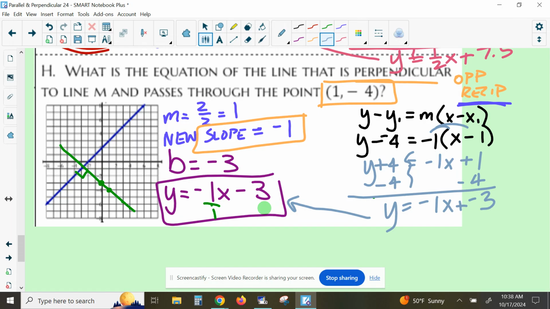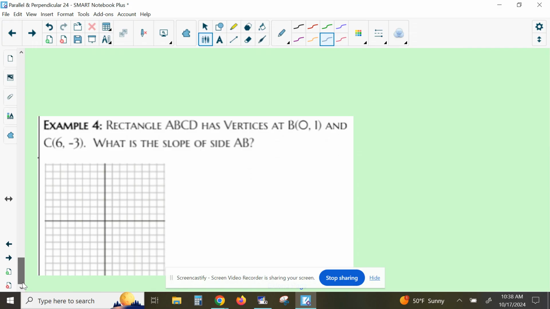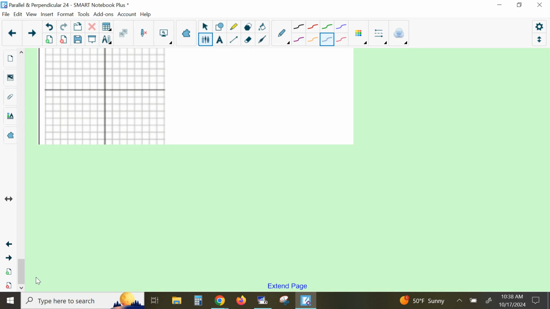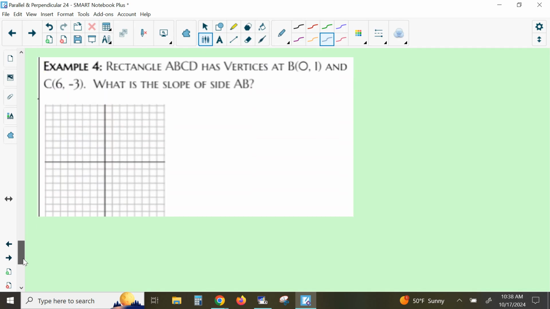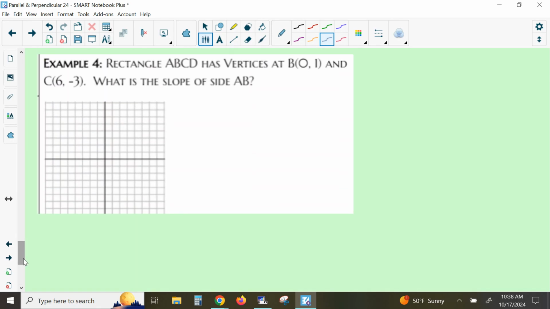Okay, one more. Okay, so this actually is an OST release question, which means this is a question they have put on the OST in the past. Okay, so this is actually not a hard problem, but you have to focus. You have to focus and just think for a second.